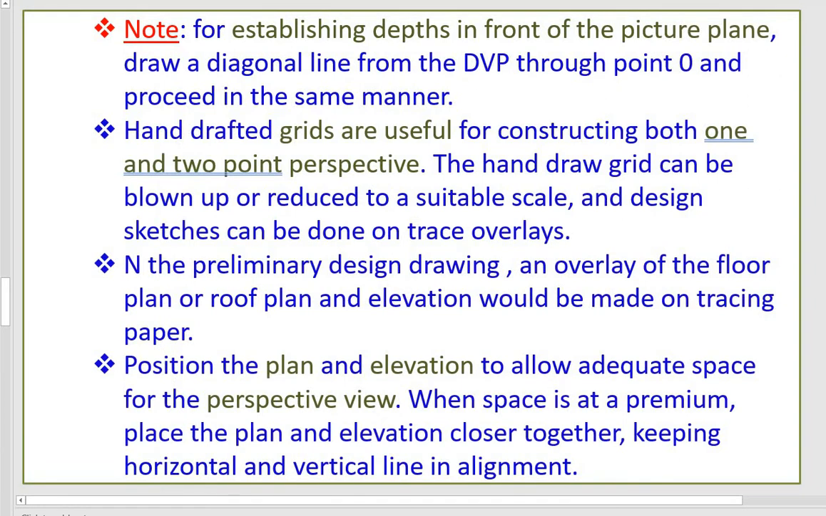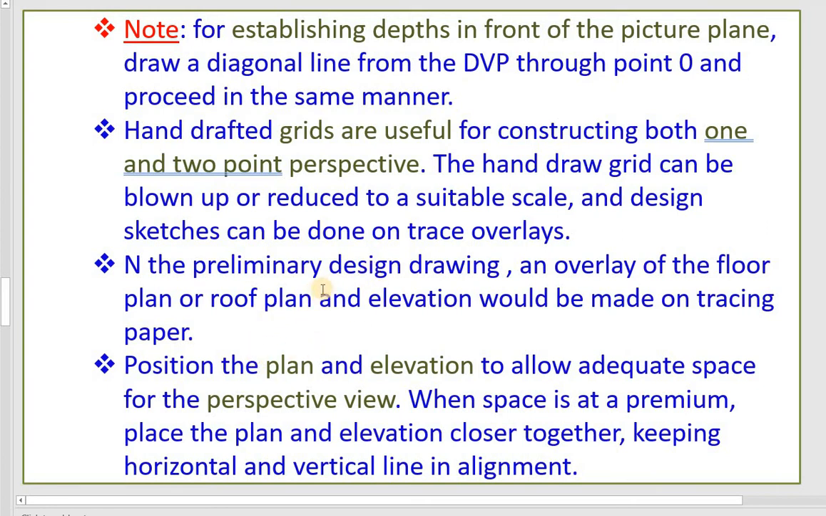A few of the notes you need to know: for establishing depth in front of the picture plane, draw the diagonal line from the diagonal vanishing point through point 0 and proceed in the same manner. That means you do the same way when you create that one. Hand drafted grids are useful for construction in both 1 and 2 point perspective. The hand drawn grid can be blown up and reduced to suitable scale, and design sketches can be done on trace overlays.